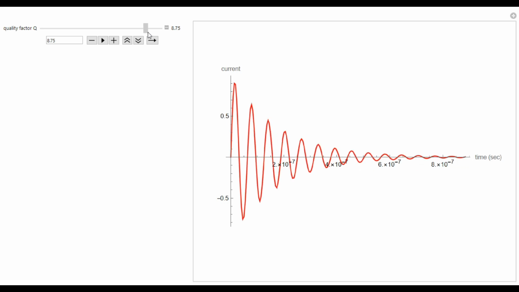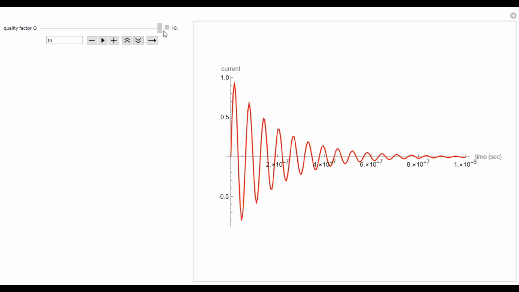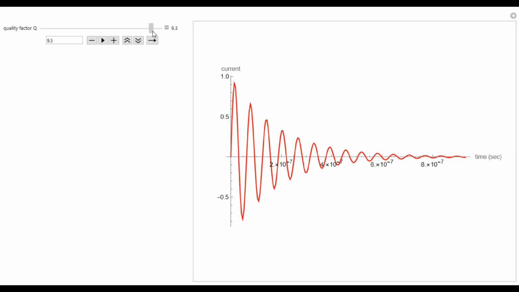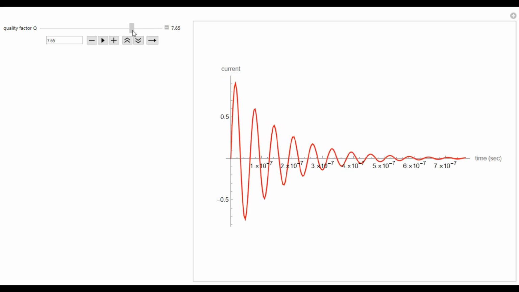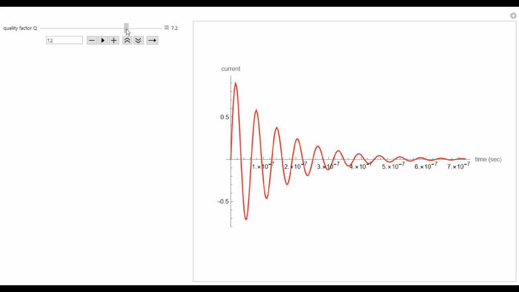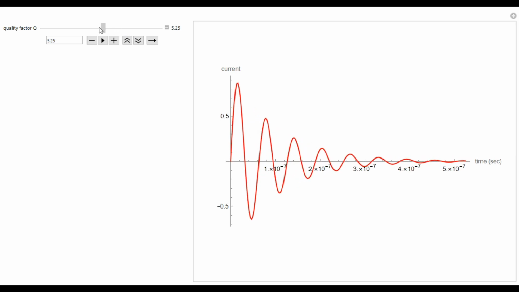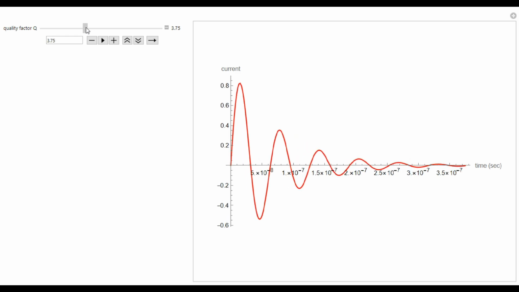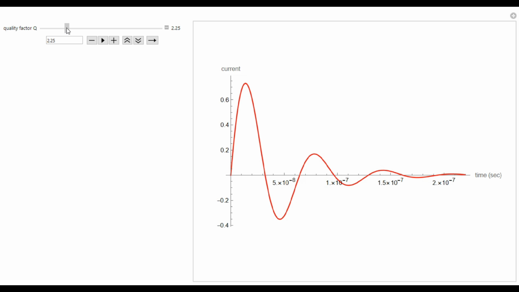Chapter 5. Underdamping, Q greater than 1/2. When the Q factor is greater than 1/2, the circuit is underdamped. In this case, the resistance is relatively low, allowing energy to oscillate between the inductor and capacitor before eventually dissipating. Behavior. The current oscillates back and forth, but the amplitude of the oscillations decreases over time. This is called damped oscillation.